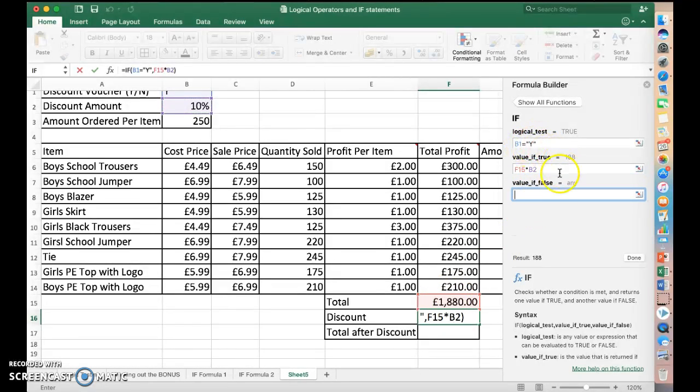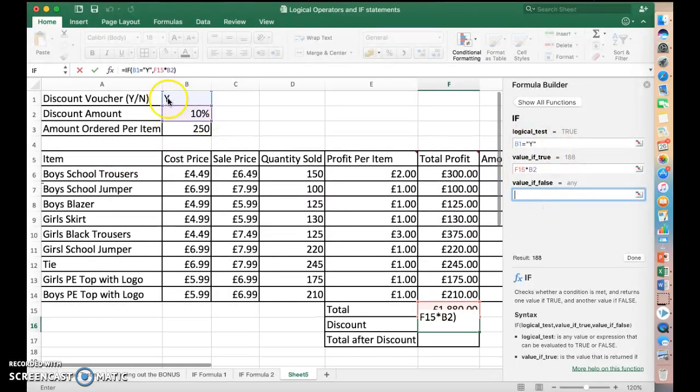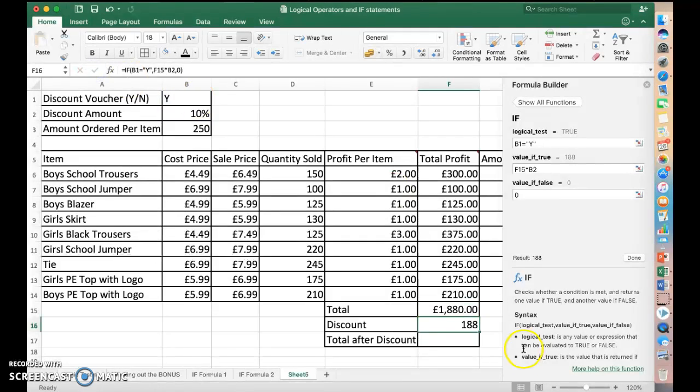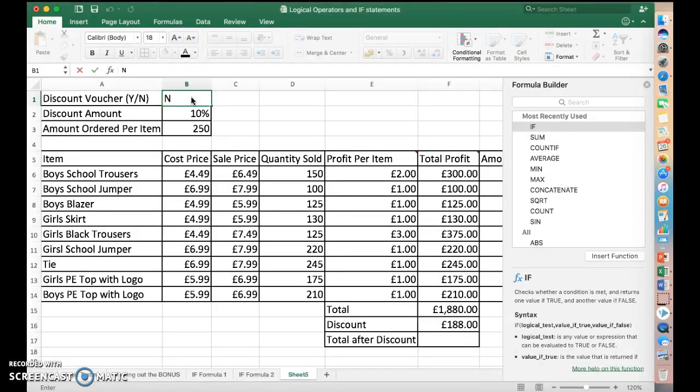Well, if it's false, if the answer to the logical test is false, they've got no discount. There's going to be an N in there. So they don't get anything, so they get 0. So let's push the tick here. 188. That's not currency, so I'm going to go up in here and make that so it's got a pound sign on it, so it looks okay. So let's test up in here. So let's say no. Now they don't get the discount, and yes.